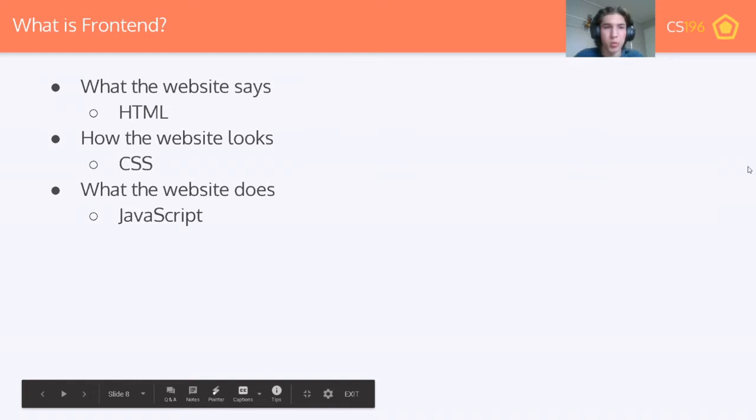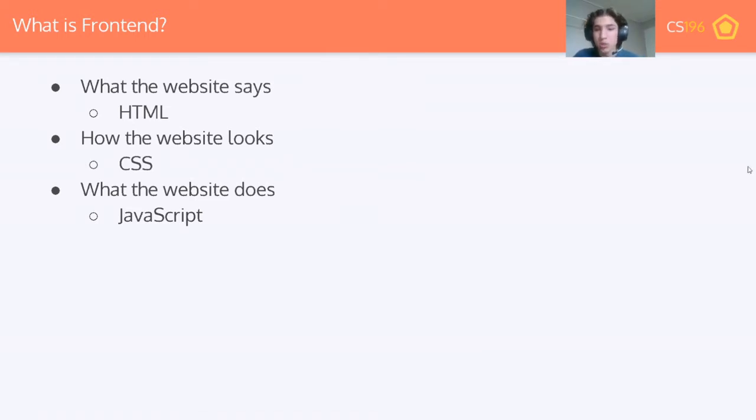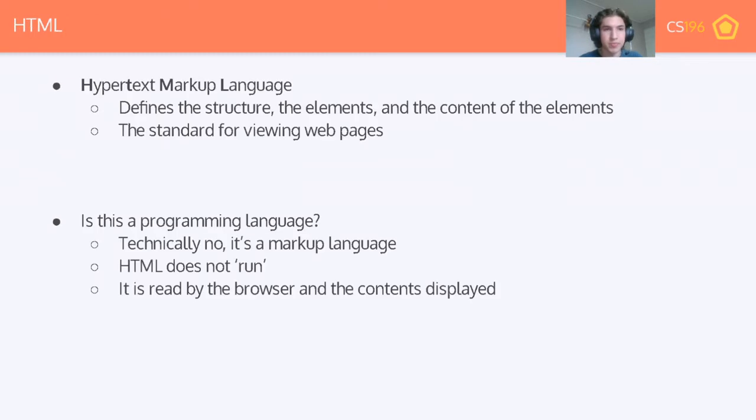Let's break this down a little bit more. When we say what the website says, or the words on the page, that's usually referring to HTML. We'll talk about all of these in a little bit. When we're talking about how the website looks, how things are laid out, the color of things, the font size of things, that's going to be the CSS. And when we're talking about what the website does, so when you click a button, some event might happen on the page. That's usually going to be JavaScript.